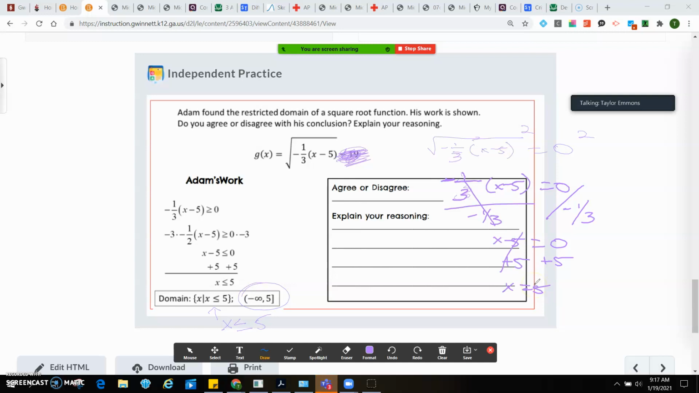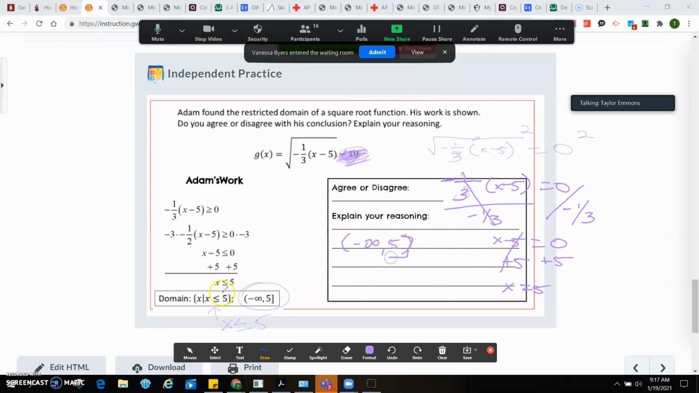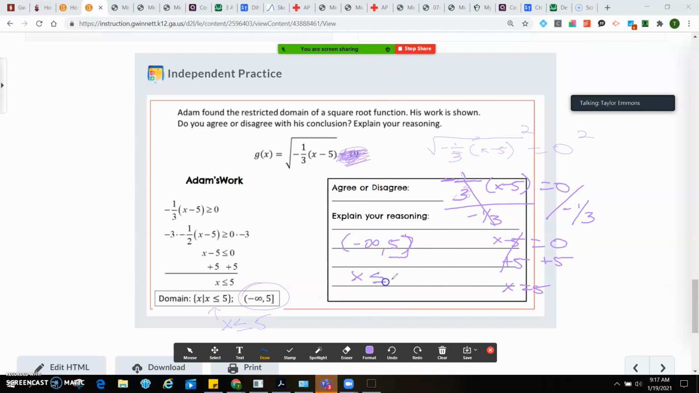So we've got from negative infinity to 5. Another way to say this is to say x is less than or equal to 5. So these are the same things, okay? You might see one of them written on the SAT one way, and then you might see this on most of our tests. But you need to make sure that you know both notations. Okay, so he did do it right, so we do agree.